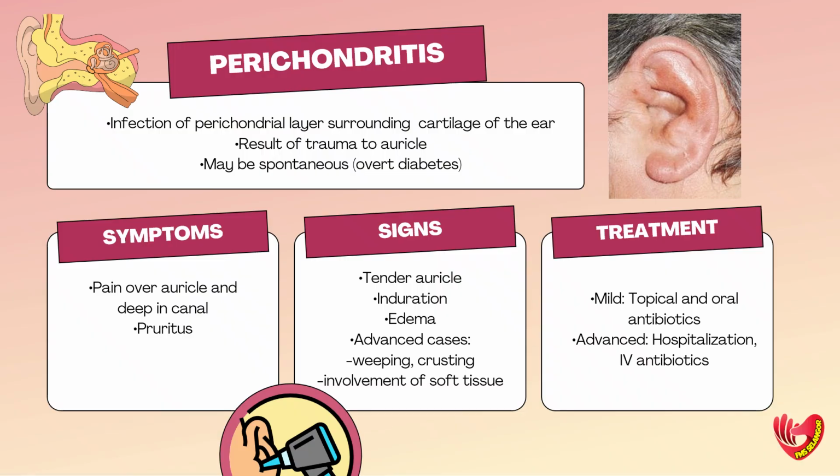Perichondritis is an infection of the perichondral layer surrounding the ear cartilage. It can result from trauma to the auricle or occur spontaneously, especially in diabetes patients. Symptoms include pain over the auricle and deep in the canal, along with pruritus. Signs to look for include a tender auricle, induration, and edema. In advanced cases, there may be weeping, crusting, and involvement of the surrounding soft tissue.